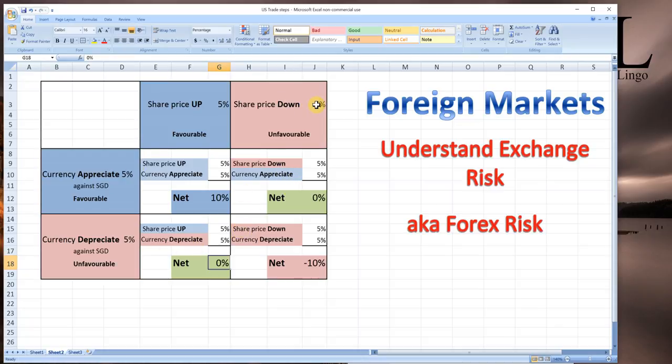Now assume the share price did go down by 5%, but the currency appreciated by 5%. You probably notice there is no change on your investment. Likewise, when the share price is down by 5% and the currency depreciates by 5%, oh my god, you have negative 10% on the investment position. So investors do need to take note of the share price movement as well as the currency's fluctuations. Of course, currency does not fluctuate in such a magnitude. There's a greater chance of the share price going up and down. But nonetheless, investors should be aware of this risk.